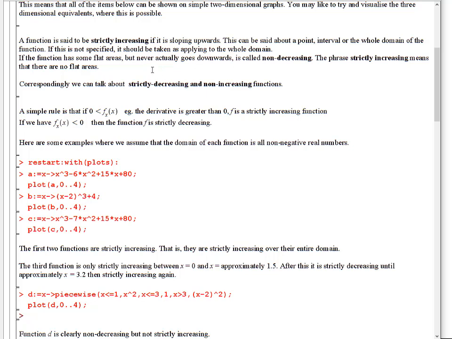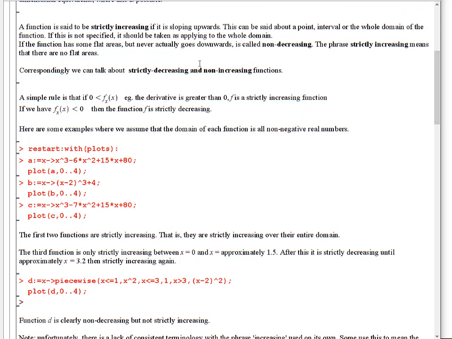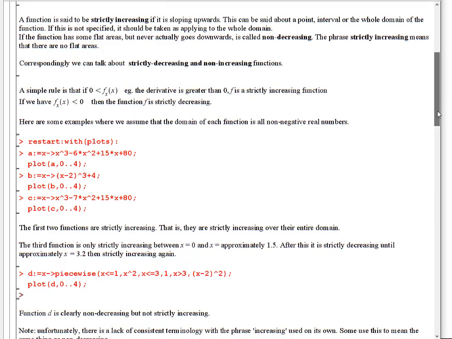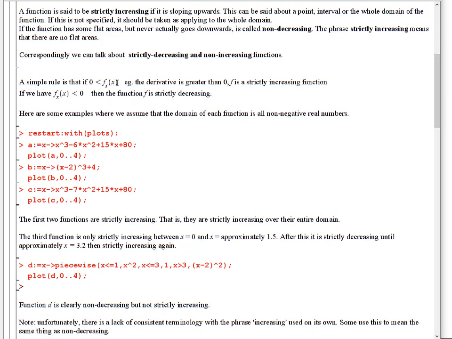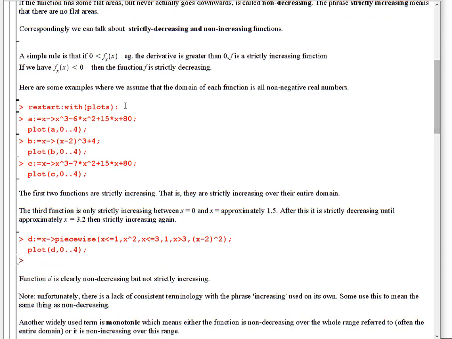If a function is flat in some areas but never actually goes downwards, then it's not strictly increasing. It's called non-decreasing. So strictly increasing also means there's no flat areas. Going the other way, you can talk about strictly decreasing and non-increasing functions. And the clear rule is that if the derivative is bigger than naught, then it must be strictly increasing. If it were greater or equal to naught, then it would be non-decreasing, and vice versa for strictly decreasing. Let's just have a couple of examples.